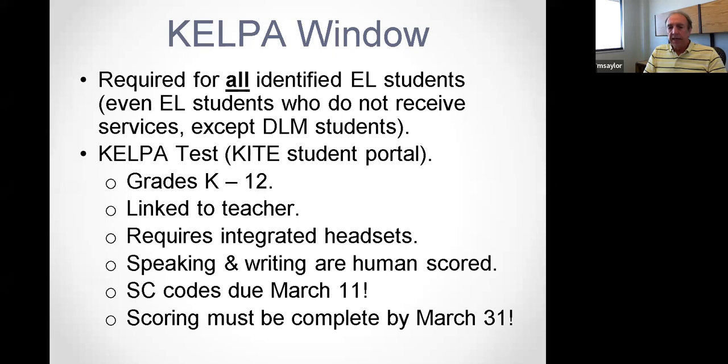If you have any kids that cannot test for whatever reason, I've got to have those codes in the system by March 11th. And all the scoring needs to be done by the 31st. Of course, the only human scoring there is speaking. I believe there's like 10 questions, and a handful of the writing questions need to be hand scored or human scored. Then I want to guess around 10% will have a second rater, so they'll have to be scored a second time.